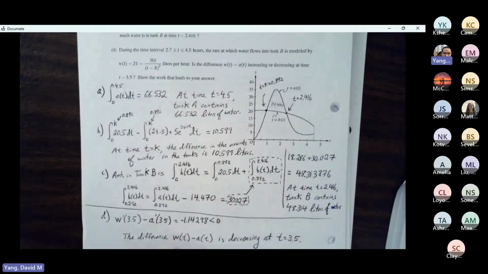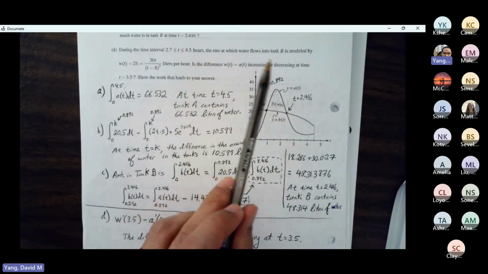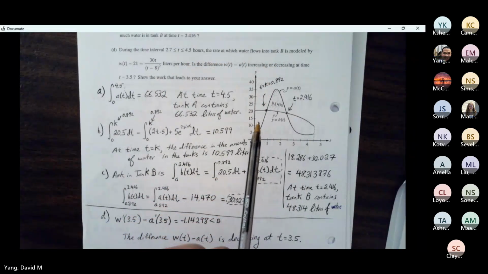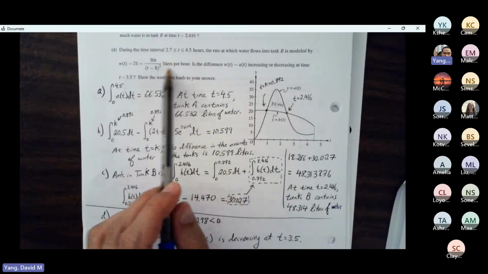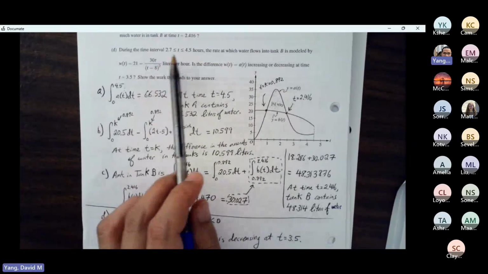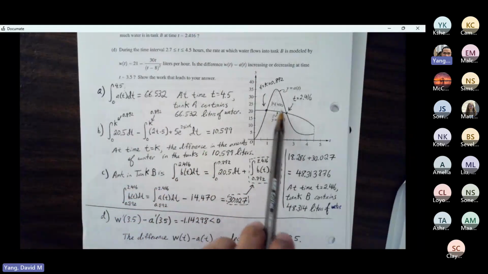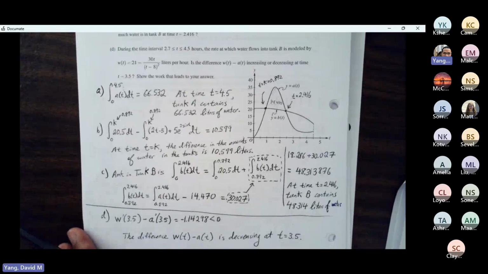All right, part D. During the time interval from 2.7 to 4.5 hours, the rate at which water flows into tank B is modeled by W of t, which is liters per hour. So now they give us information about B of t, but it's going to be past this point of the unknown here. Is the difference W of t minus A of t increasing or decreasing at time t equals 3.5?